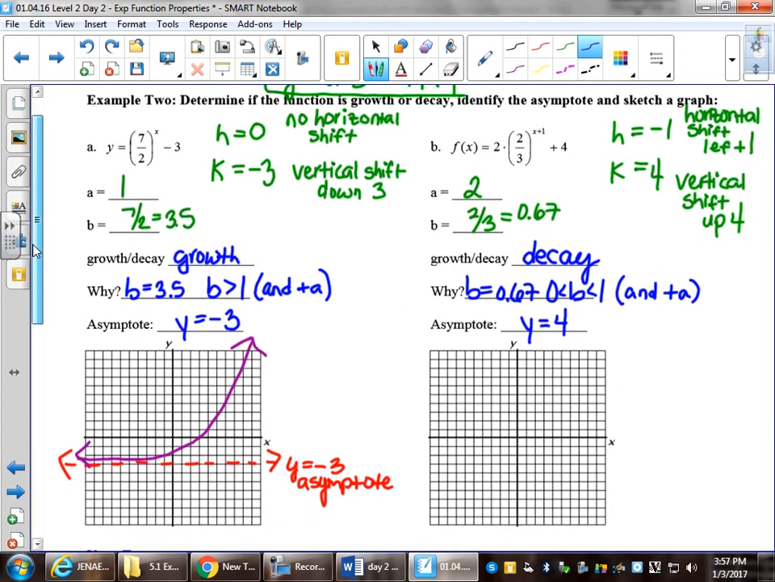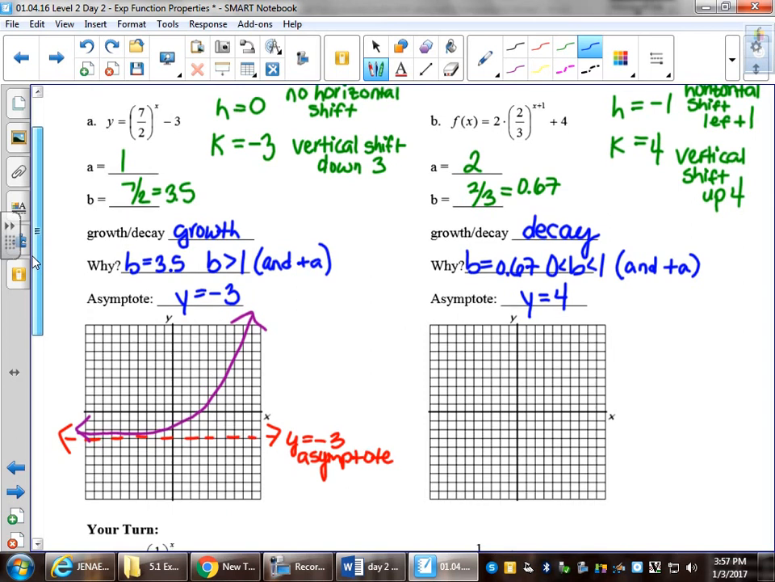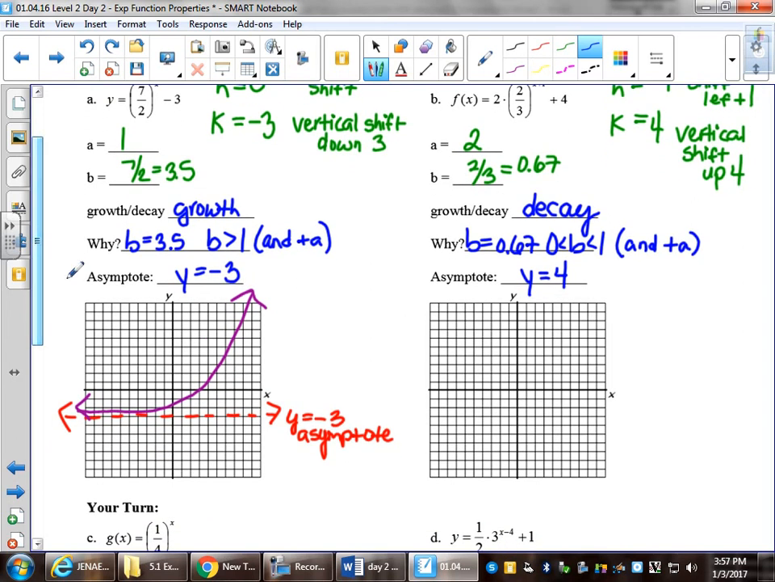And again, to do our sketch, the only two pieces of information we're going to use to draw a rough sketch is our asymptote, first of all. So I go 1, 2, 3, 4 right there, and I'm going to draw a horizontal dotted line and write y equals 4 asymptote.